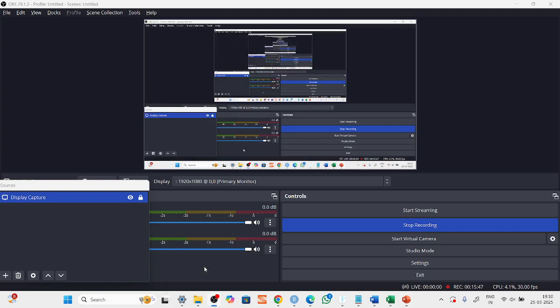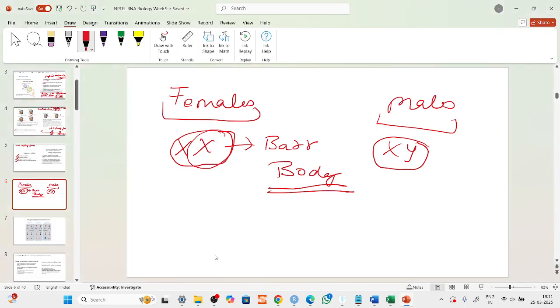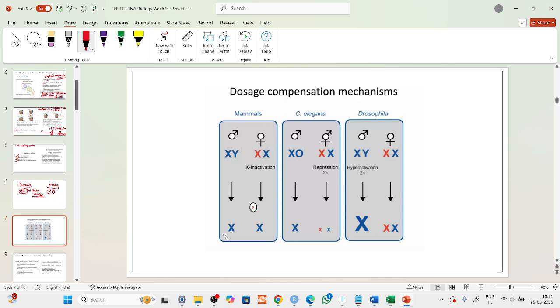Fine. So let us try to understand what those mechanisms are. You see, we have mammals, C. elegans, and Drosophila. Let us see what the different mechanisms are that happen in mammals, C. elegans, and Drosophila.